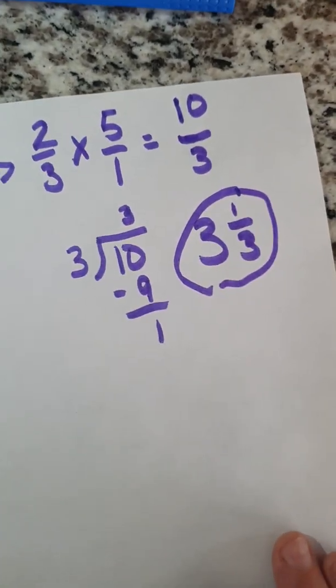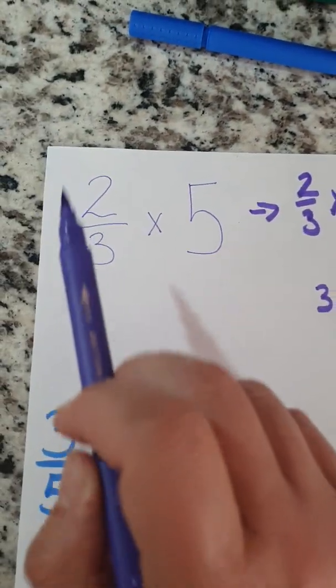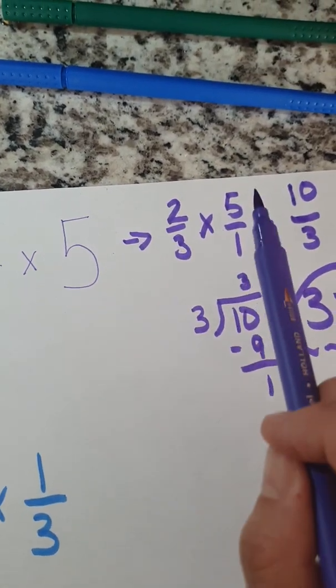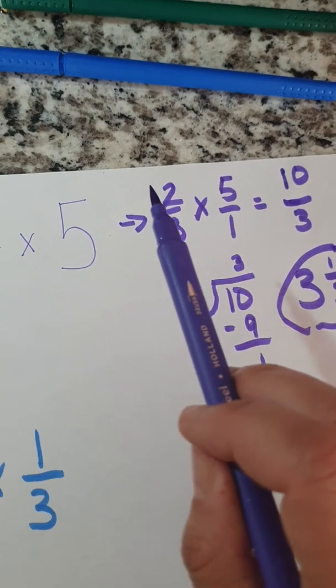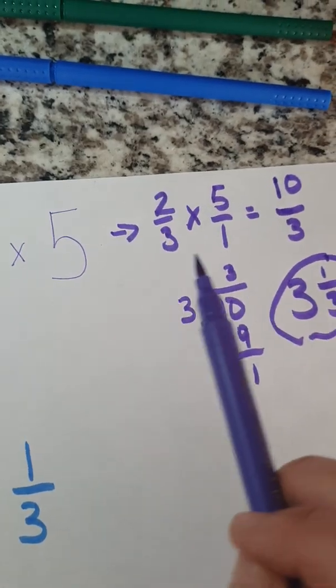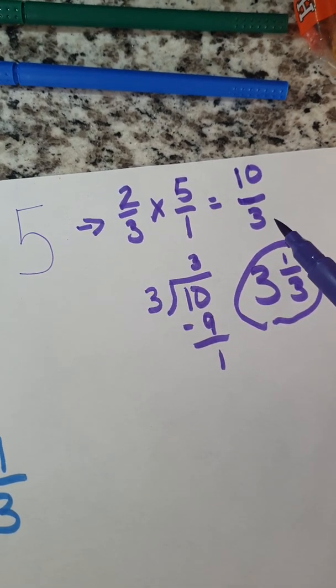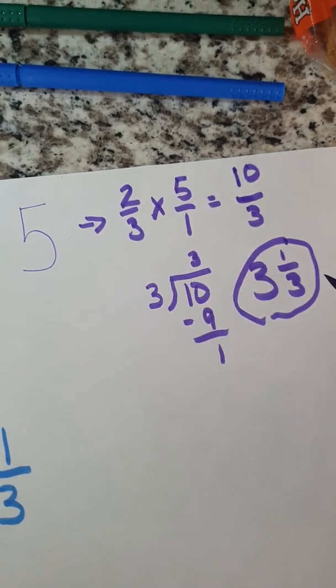So that's my answer. Again, 2/3 times 5 over 1. I just put that whole number over 1 and just went right across and multiplied. At the very end, I noticed that my top number was bigger than my bottom number, so I divided and got this answer.